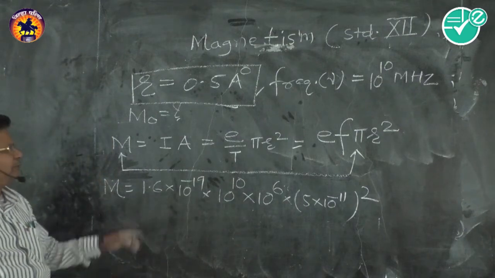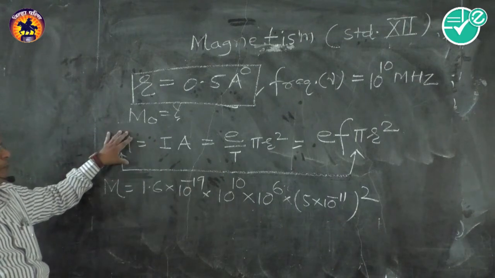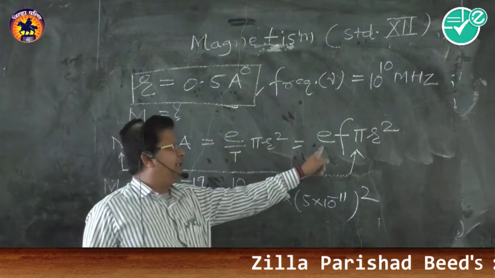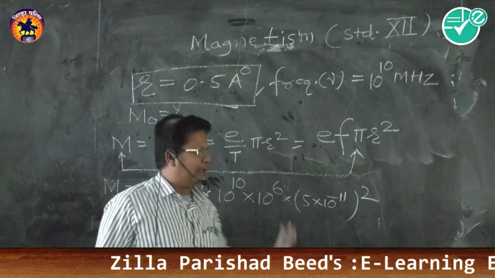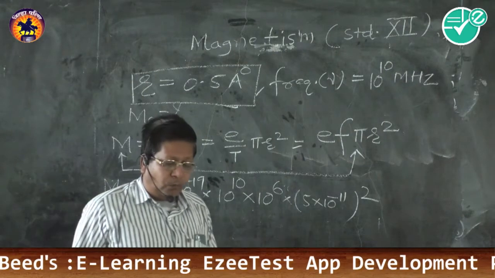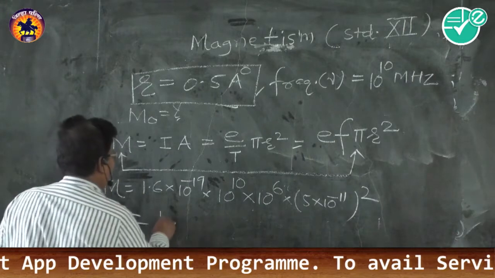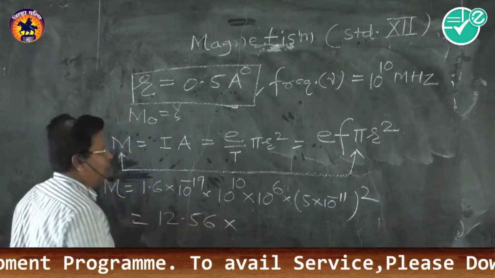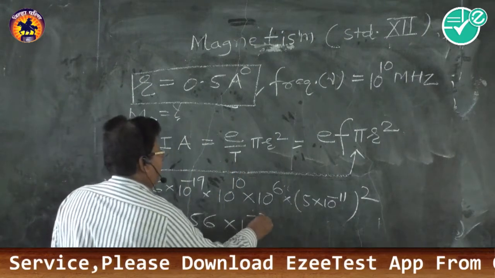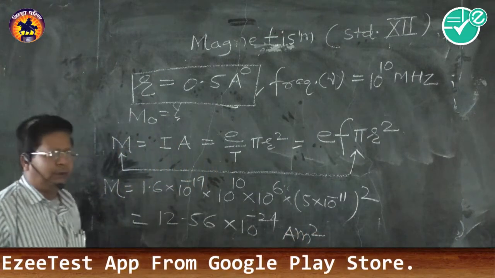So as we have substituted the values in the new formula for magnetic dipole moment in terms of frequency, capital M is equal to e into f into pi r square. If we calculate this value, then the answer comes out to be 12.56 into 10 to the power minus 24, and the unit is ampere meter square.